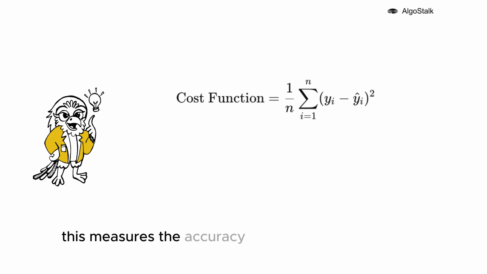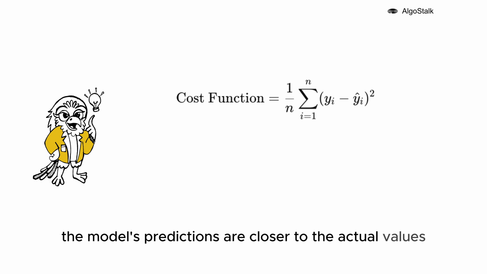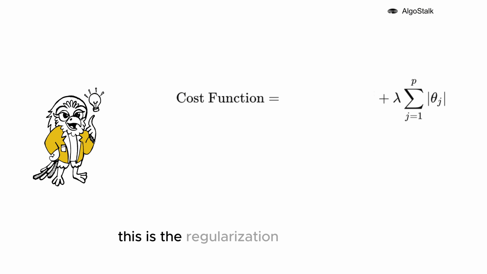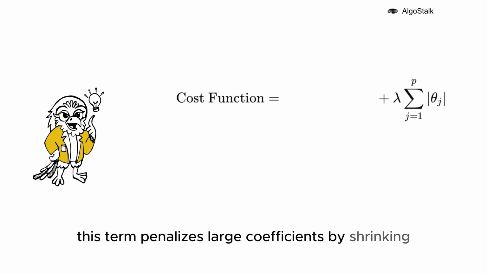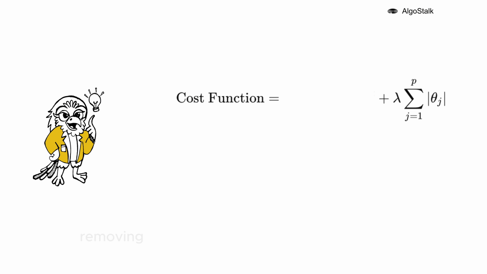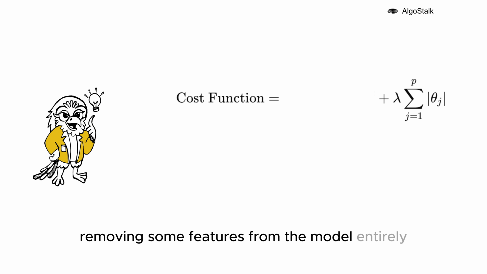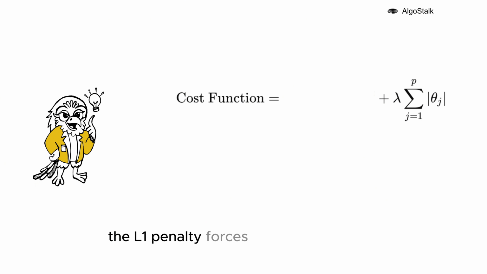This measures the accuracy of the model's predictions. A smaller value means the model's predictions are closer to the actual values, reducing error. This is the regularization penalty term, but in Lasso regression, the penalty is based on the absolute values of the coefficients. This term penalizes large coefficients by shrinking some of them to 0, effectively removing some features from the model entirely. The L1 penalty forces the model to focus only on the most important features.